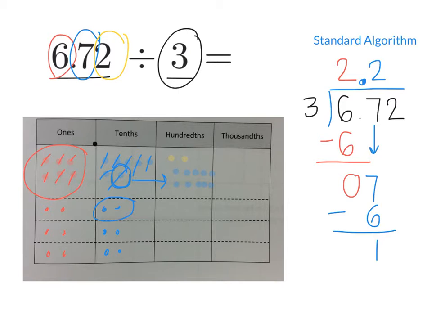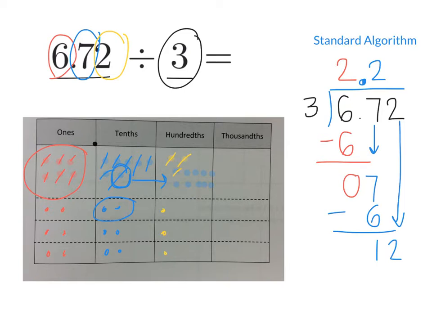Now, altogether, how many hundredths do I have? 12. I had the 2 yellow ones, and I added 10 more blue ones. Do you see that? So I can show my standard algorithm right here that altogether I have 12 hundredths. Now, let's go ahead and share those 12 hundredths. I'm going to cross out 1, 2, 3, and put them in my 1, 2, 3, 1 per group.